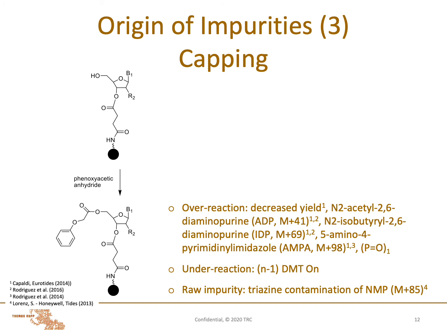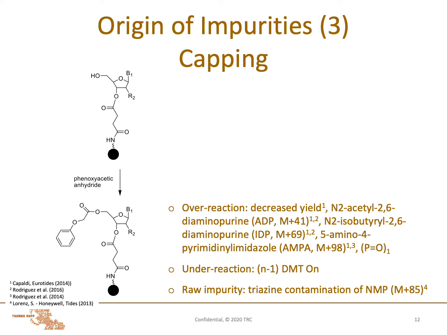Capping. Capaldi has shown nicely, and other people at Ionis Rodriguez have also shown nicely, that capping leads to some significant impurities. I've listed them here. Overreactions lead to decreased yield, then to the ADP, IDP, AMPA impurities with a mass of plus 41, plus 96, and plus 89 respectively. Capping also leads to PO impurities.